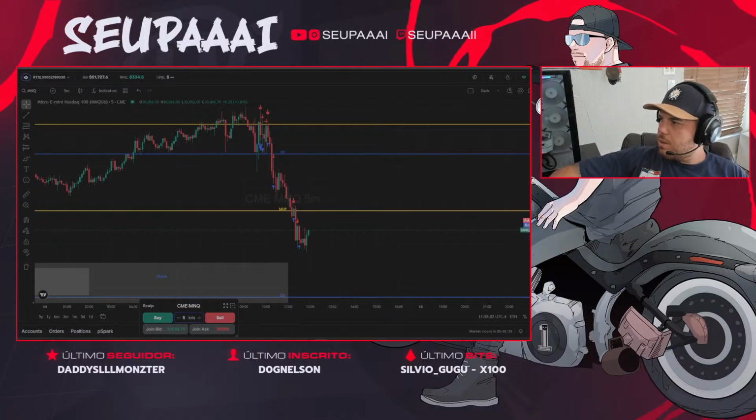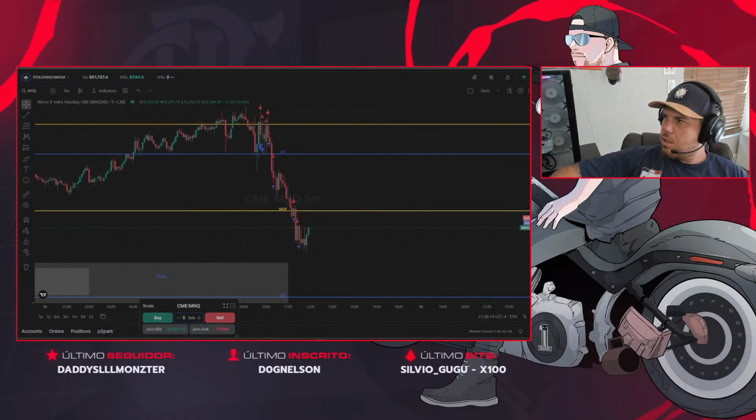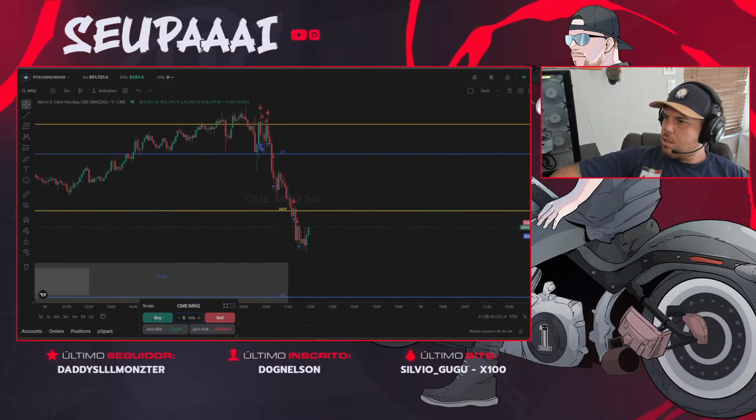Would you trade the IB expansions as well? So I have this hard rule for myself to where I don't fade the extension levels. All right. I don't fade the extension levels.